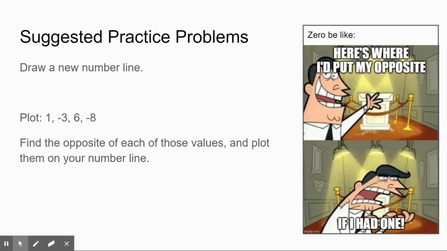So we're going to leave you with some suggested practice problems. Really, it's just one problem, but you're going to do a few things with it. You're going to draw a completely new number line. Watch its spacing. And then you have 4 integers to plot. You're going to plot them and then find the opposite of each of those values as well, and then plot those as well. And that's it. Good luck.